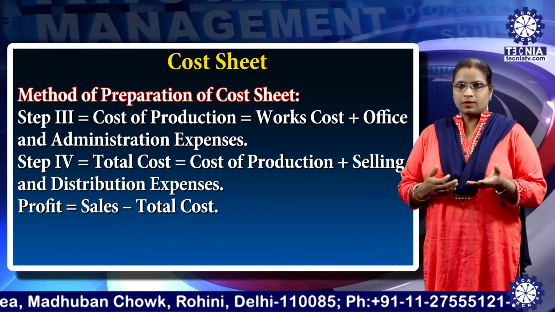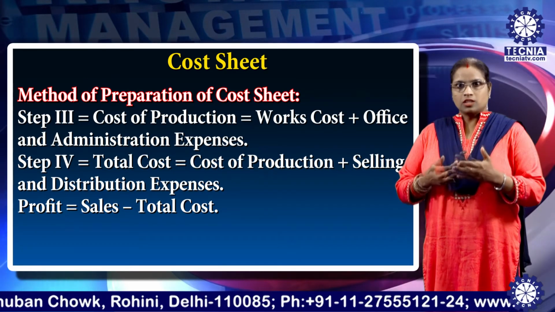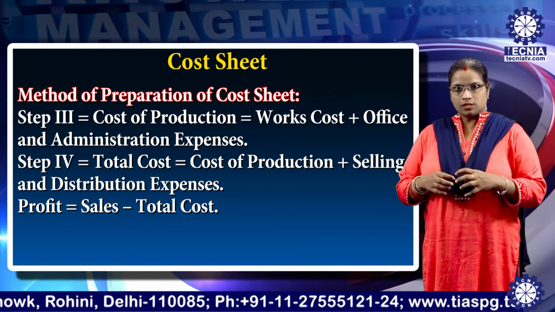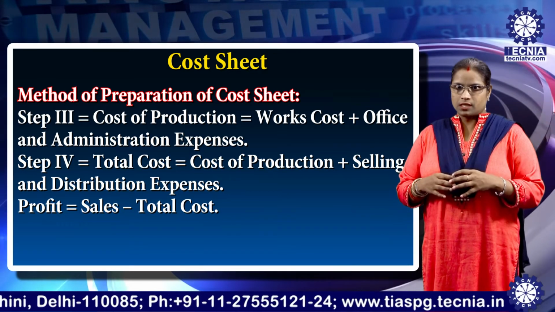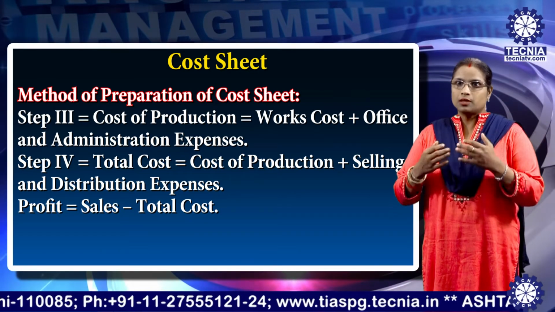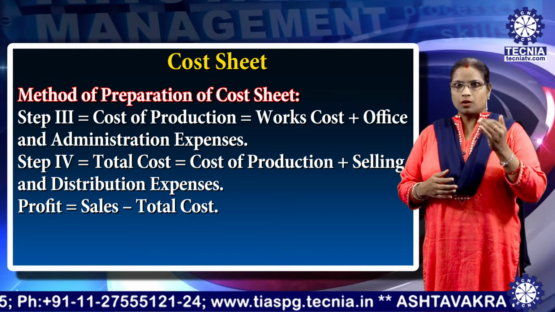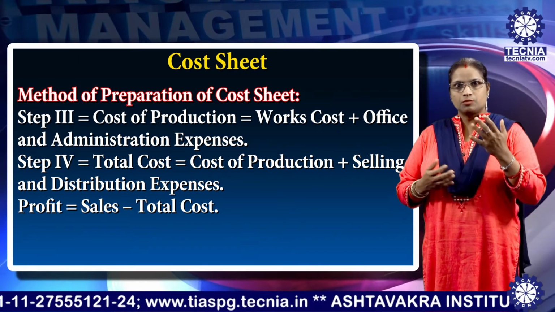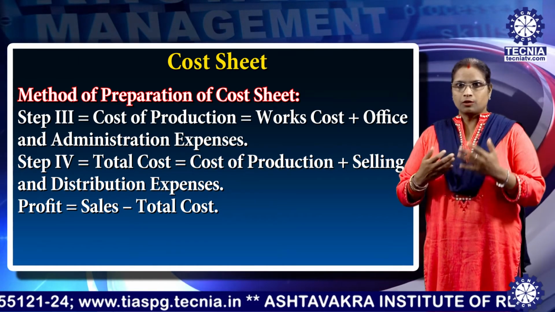Then the next step, that is cost of production. The cost of production equals work cost plus office and administrative expenses. Then step 4, that is total cost. Total cost equals cost of production plus selling and distribution expenses. Then we will calculate profit.